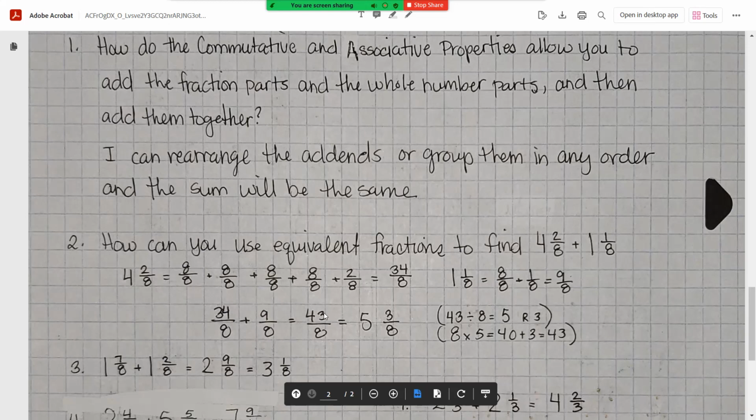Again, I need to stop and think, 43 divided by 8 is how much, or how many groups of 8 go into 43? I know 5 times 8 is 40, so that's 5 whole, plus 3 extra pieces, which gives me my 3/8. And I showed you guys the math over here on the side.